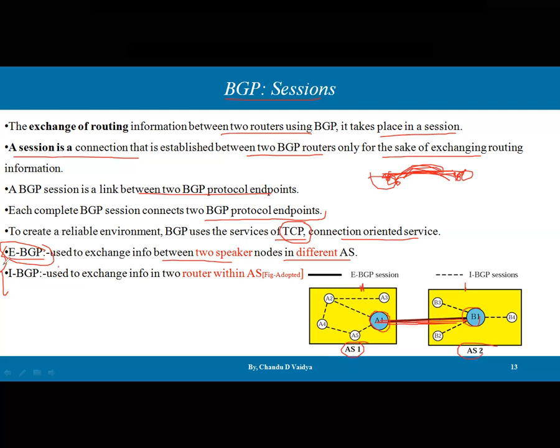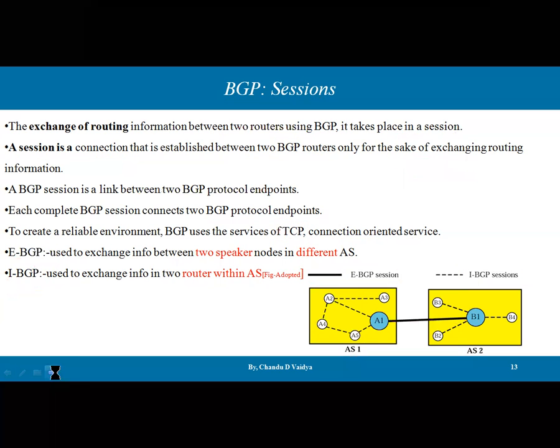The second is iBGP, which is used to exchange information between routers within the autonomous system. Let's say I have A2 over here and A4 over here. In between these, the exchange of information is done only with the interior BGP. Here the notation is available: this is the eBGP and this is the iBGP. iBGP is within an autonomous system, and eBGP is outside the autonomous system.